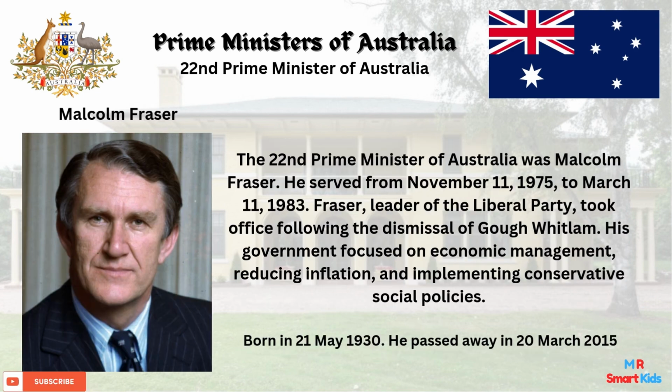The 22nd Prime Minister of Australia was Malcolm Fraser. He served from November 11, 1975, to March 11, 1983. Fraser, leader of the Liberal Party, took office following the dismissal of Gough Whitlam. His government focused on economic management, reducing inflation, and implementing conservative social policies. He was born on May 21, 1930. He passed away on March 20, 2015.